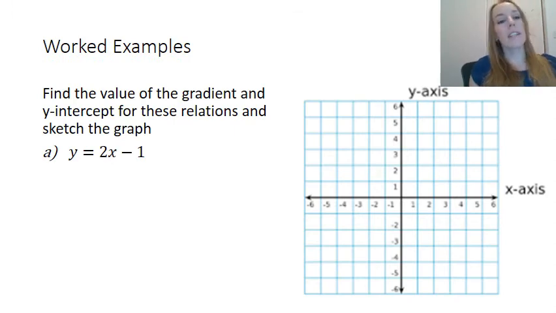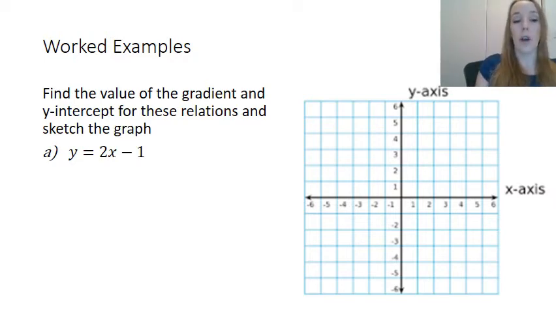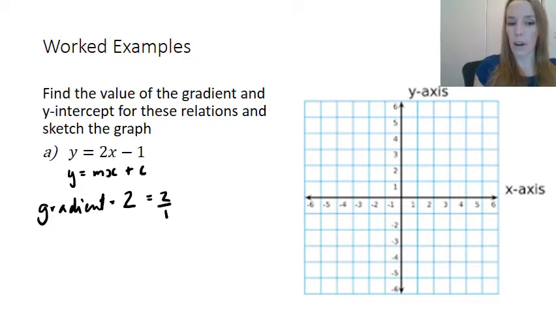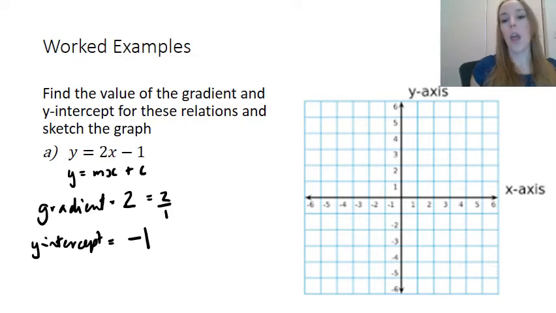Okay, for our worked example, we need to find the value of the gradient and the y-intercept for these relations and sketch them on the graph. Okay, so it's in that formula that we know. So y equals mx plus c. So m is the gradient. So our gradient is 2. So if you're thinking, oh, how do I graph that? That's just a single number, it's not a fraction. Remember, 2 equals 2 over 1. And c is our y-intercept, so our y-intercept equals -1.